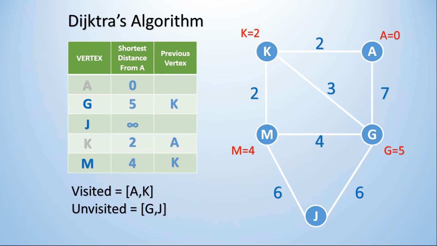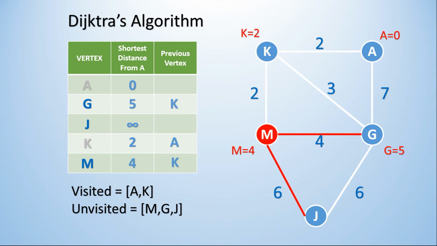Once again, visit the unvisited vertex with the smallest known distance from the starting vertex. This time around, the information tells us that it is vertex M. For the current vertex, examine its unvisited neighbors. We are currently visiting M and its unvisited neighbors are G and J.